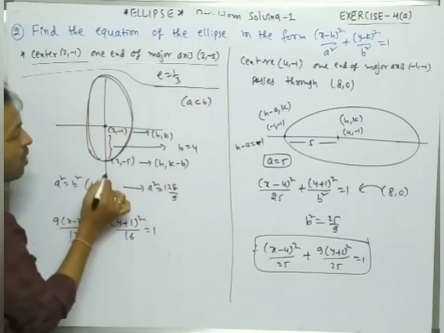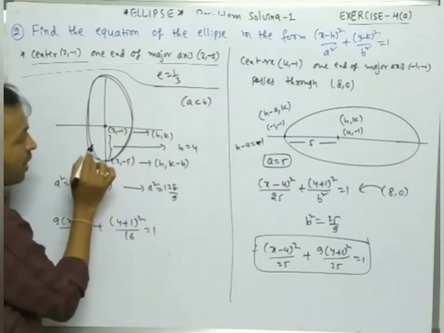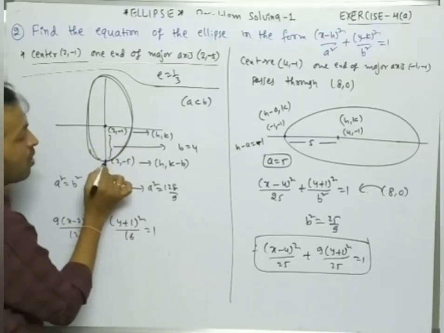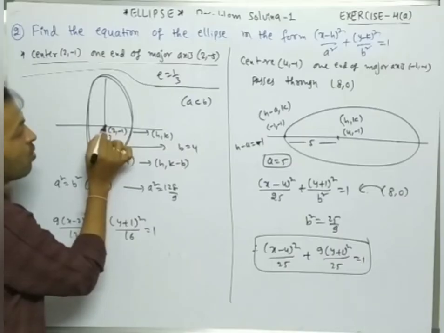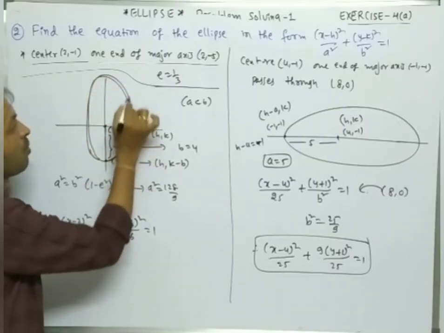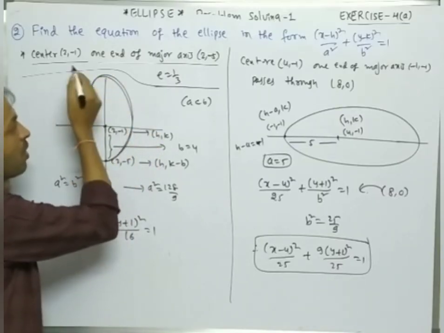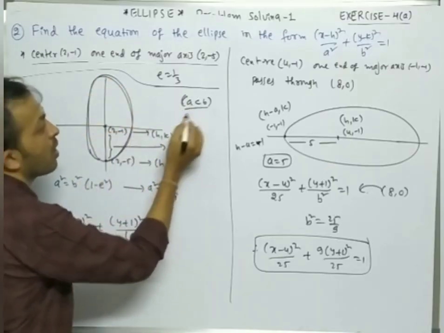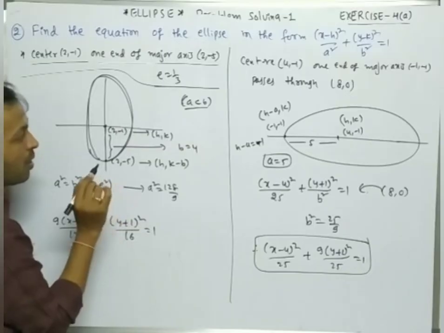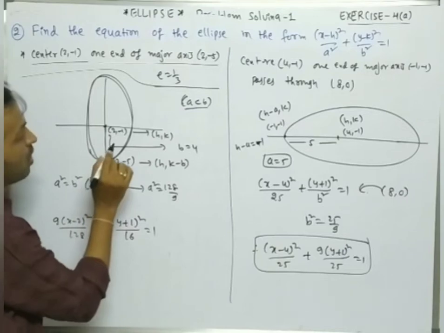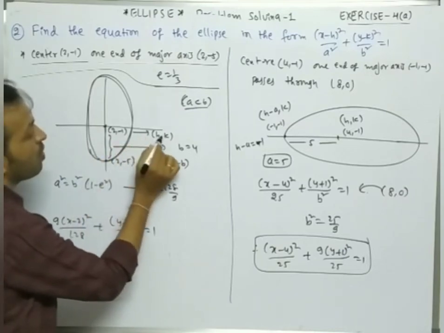On the graph paper, if we find on xy plane, this is 2 comma minus 1 and this is 2 comma minus 5. So it is given that 2 comma minus 1 is center and the major axis one end is 2 comma minus 5. So this is the major axis, that means parallel to y axis. So this is the type of the ellipse. So in this type a is less than b, that is the thing we should understand.